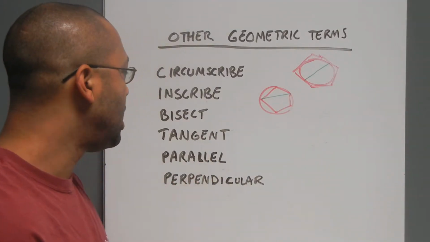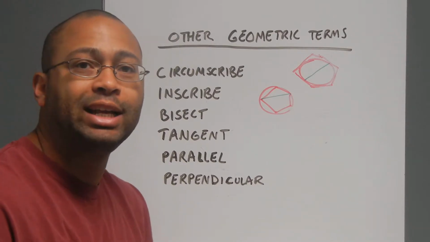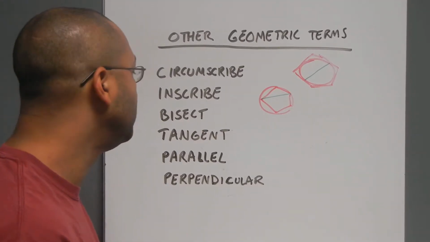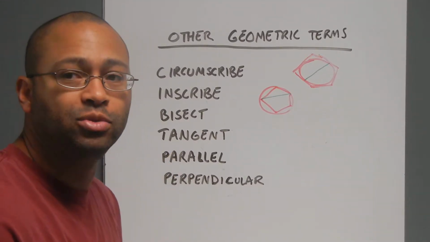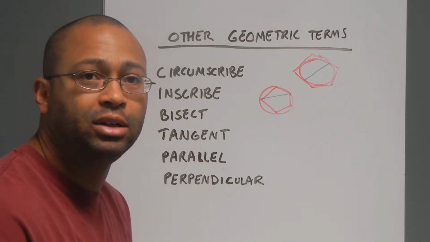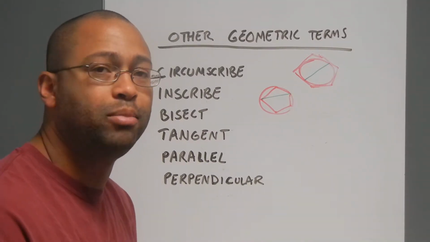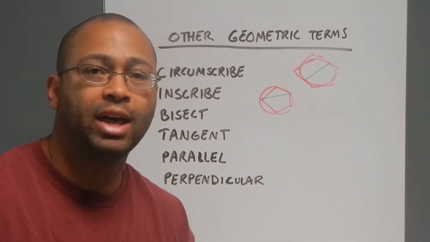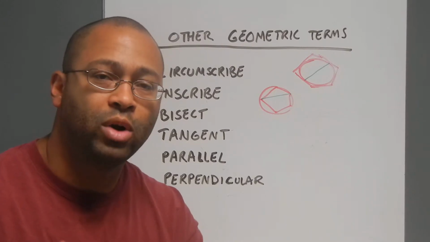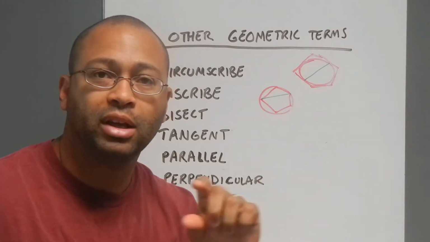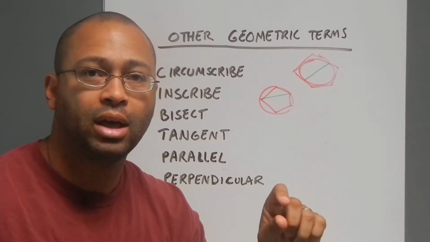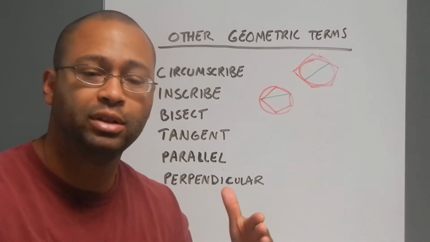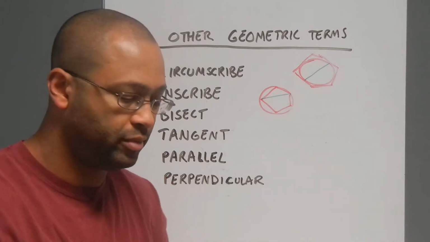Okay? To bisect a line basically means to divide it into two equal parts. Make sure you say two equal parts, not just two parts. Tangent line basically means a line that touches an arc or another line at only one point. Parallel and perpendicular. Parallel basically means that you have two lines that are running very near each other, but they stay equal distance apart. And perpendicular means that you have two lines that come together and they form a 90-degree angle.